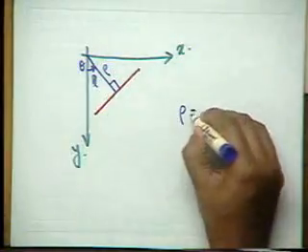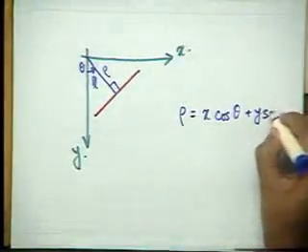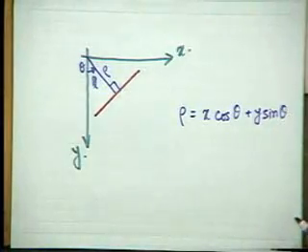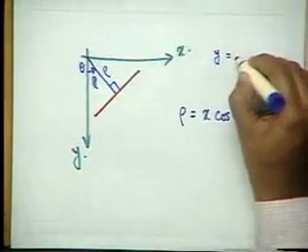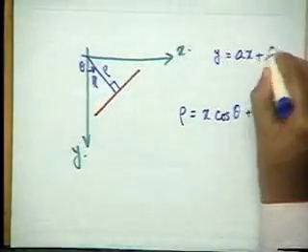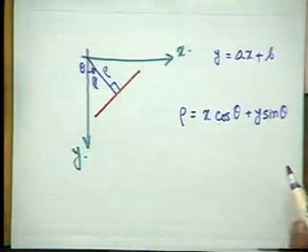If we specify rho and theta, the straight line is uniquely specified in the xy plane, isn't it? So what is going to be the straight line's equation? Rho is equal to x cos theta plus y sin theta. In the earlier case, we were taking the equation as y is equal to ax plus b, and in this case rho is equal to x cos theta plus y sin theta.